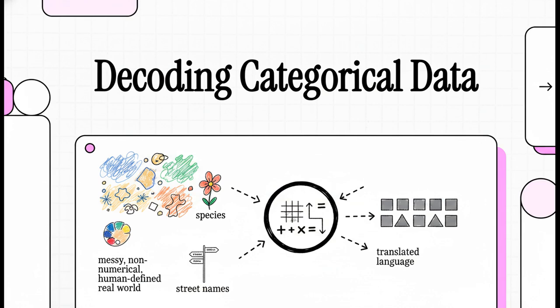Welcome to today's Explainer. We're diving straight into exactly how machine learning models process the messy, non-numerical, perfectly human real world. We'll explore the incredibly cool process of taking categories, things like colors, animal species, or street names, and translating them into a language that a mathematical model can actually understand. And more importantly, how to do it without totally breaking its logic.